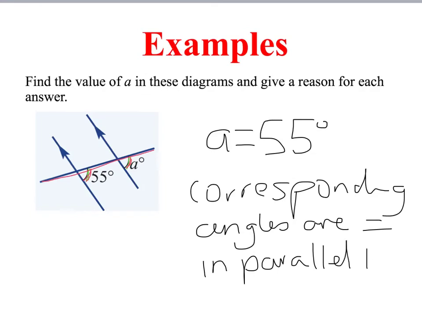Okay, so the question has asked me to find A. A is in a corresponding position to this angle here. These angles are corresponding. I see that I have parallel lines and I know that corresponding angles amongst parallel lines are equal. Now please, I would like you to write EQUAL, not just an equal sign. I was just running out of room. That should hopefully answer that question.